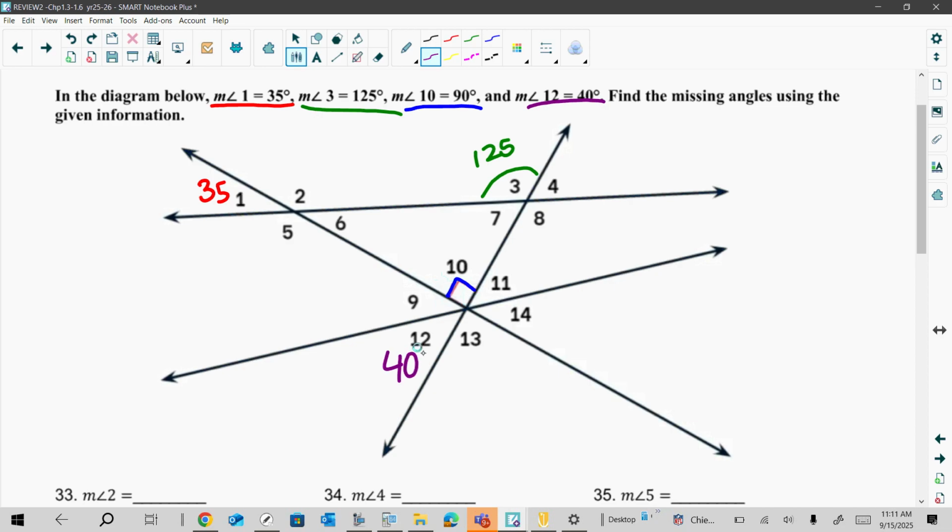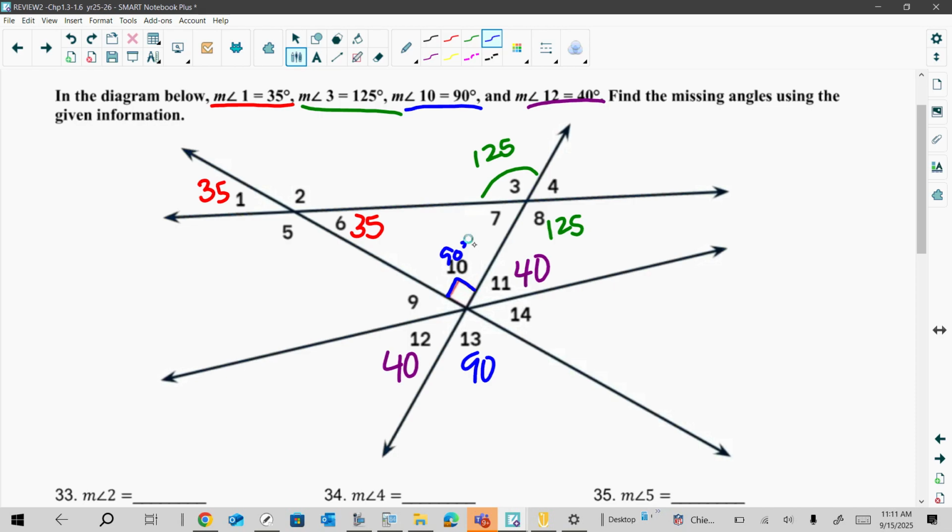What is angle 11 also? Yes, so that's what I was getting into. Once you label the given, do all your verticals next. So 12 and 11 are 40. 6 is also 35. What other vertical do I have? 125. 125 and 8, which is 125. Yep, and then I have one more. 90. Where? Yes, 13 is 90 as well, because if I see the box, that means 90 degrees.